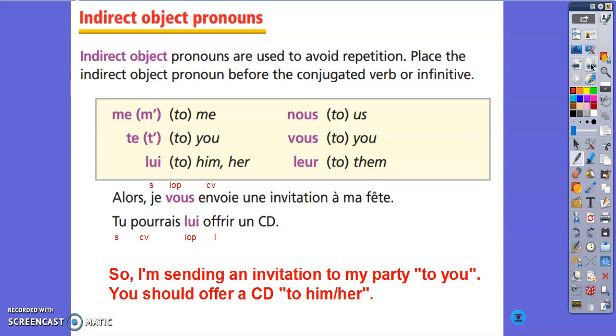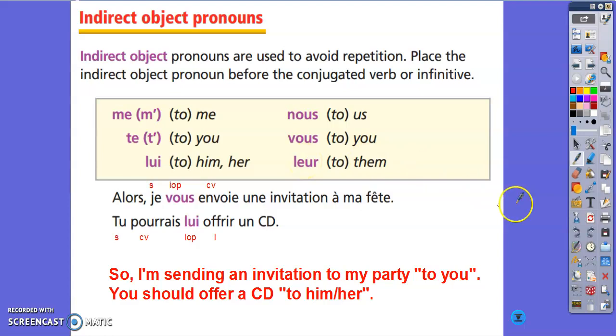Alright, so indirect object pronouns are used to avoid repetition, and we place the indirect object pronoun before the infinitive if there is one. If there's not, then in front of your conjugated verb. So we're going to use me to replace to me, te to replace to you. Those are the same as your direct object pronouns. But to replace to him or to her, we're going to use lui instead. Nous and vous for to us and to you, or y'all. And then to say to them, we're going to replace with leur.